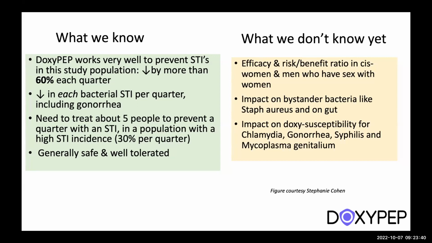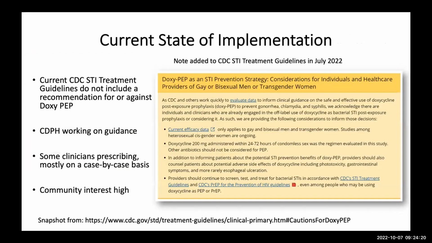What we don't know yet, but you'll hear more from a couple of our colleagues about the Kenya study, is the efficacy and the risk-benefit ratio in cisgender women or in men who have sex with women. Where we are looking at bystander bacteria, so to speak, Staph aureus, and on the gut microbiome, but we don't have those data to share yet. And we're also looking, but it's harder than you think, to look at doxycycline susceptibility for chlamydia. I've shown you the data for gonorrhea. We need more data on gonorrhea as well, and then syphilis and Mycoplasma genitalium.